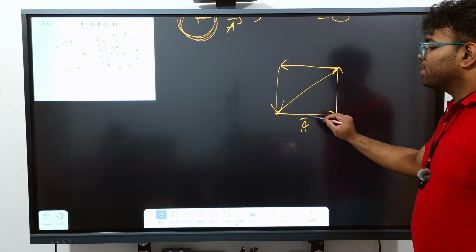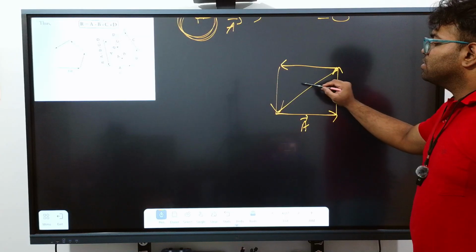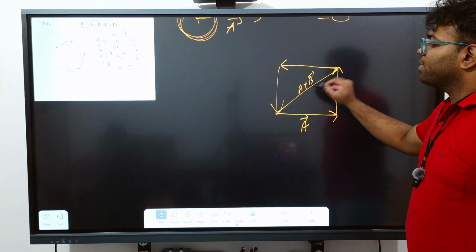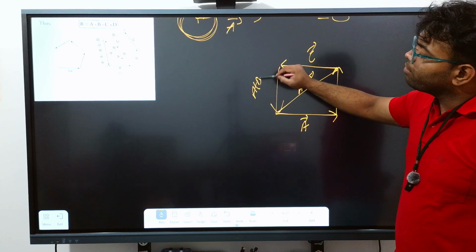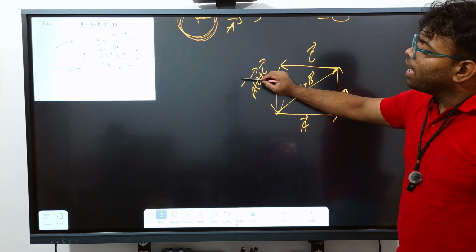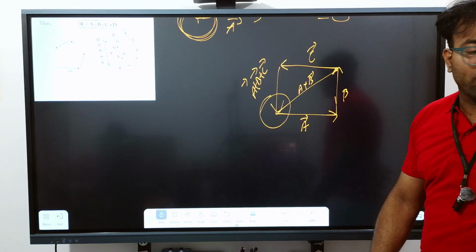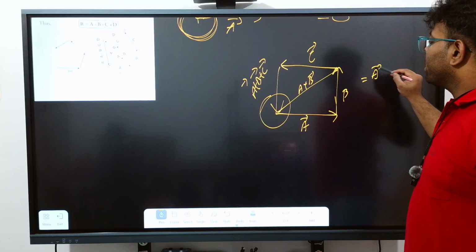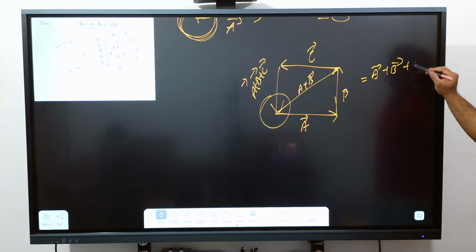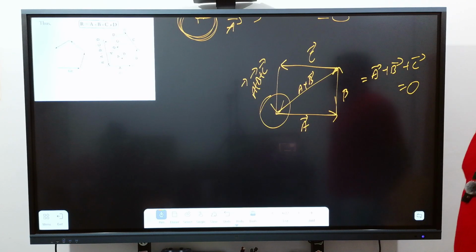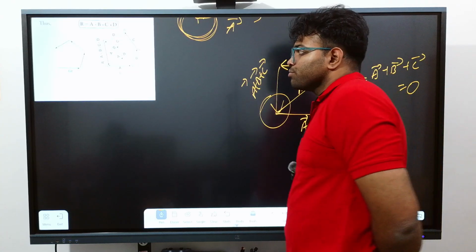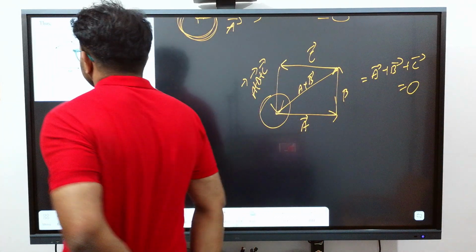So this is A vector, this is B vector, this is A plus B vector. So B vector, this is C vector, this becomes A plus B plus C vector. And here also you're coming back to your original location. So you will get A vector plus B vector plus C vector is equal to 0. Understood? So this is called the parallelogram law of vector addition. Understood?